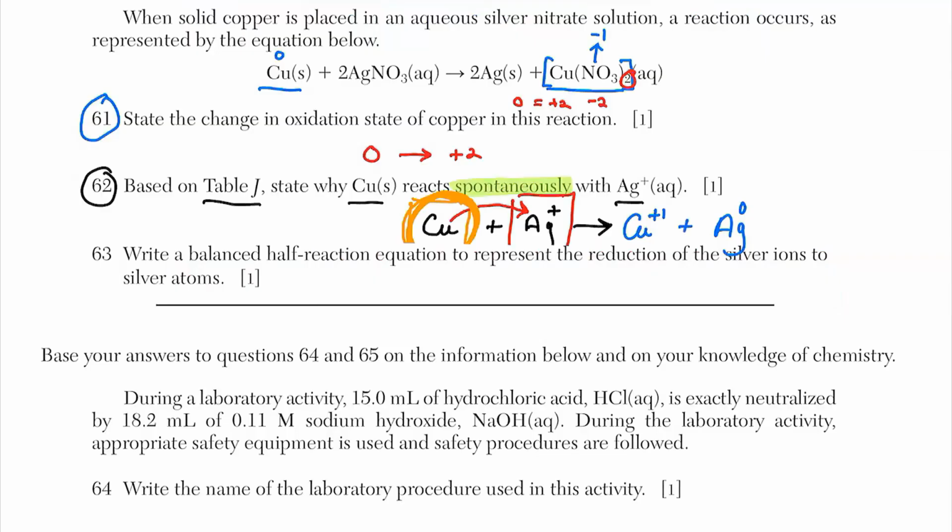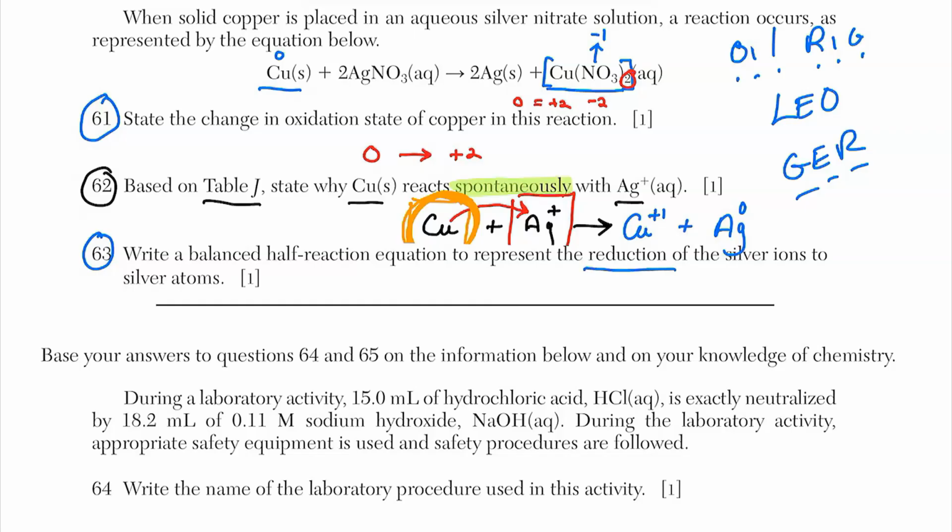On to number 63. Write a balanced half reaction equation to represent the reduction of the silver ion. So Leo the lion says Ger, so gaining electrons is reduction. You can also do oil rig. Oxidation is losing, and reduction is gaining. I don't care what you do, but since we're talking about reduction, we know that we're going to be gaining electrons, and we have the silver ions. They told us what the silver ions are. They're Ag plus. They're right there, and they tell you that in this equation too. Nitrate's -1, so silver is +1.